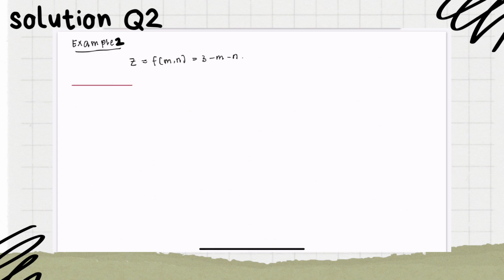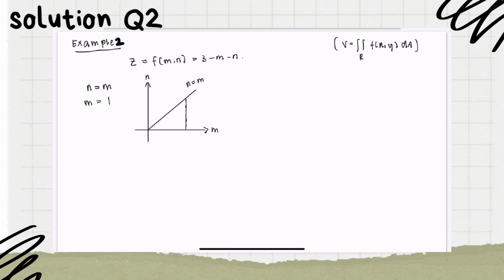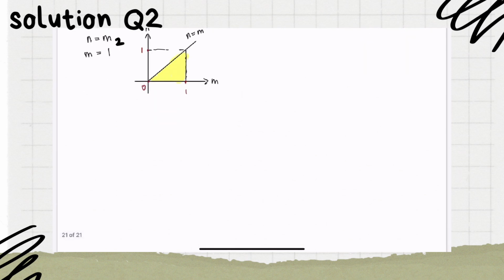So, reminder, we know from the previous slide that volume equals the double integral of f(x, y) dA. I'm going to write it on the top right. We know that n equals m and m equals 1 from the question. I'm going to draw the graph here. So that's 1 and 1. And I'm going to highlight the area region here.